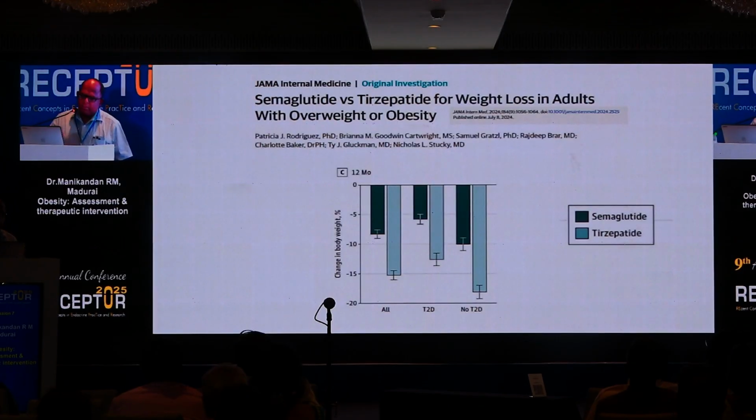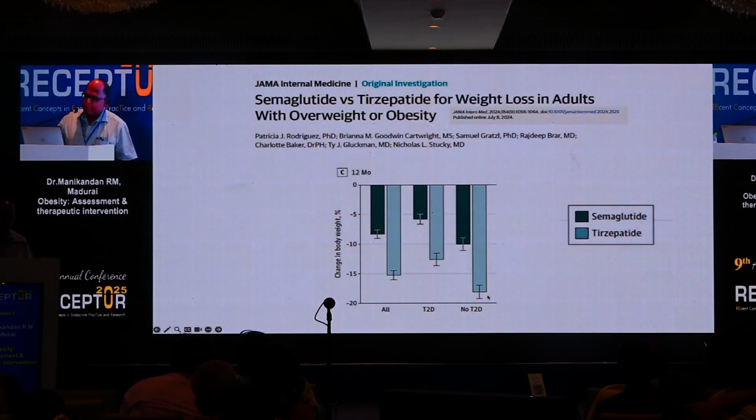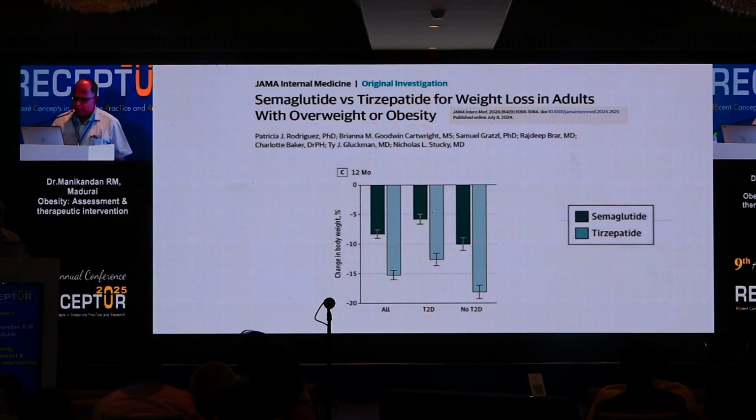Lilly themselves sponsored 2 trials, SURPASS-2 and SURMOUNT-5, where they compared both of them and showed significant weight loss with tirzepatide when compared to once weekly semaglutide, maximum tolerated doses. And this is real-life data which got published in JAMA last year, where they looked at weight loss when people were newly started on semaglutide or tirzepatide, and clearly showed that tirzepatide was superior to semaglutide with regards to weight loss. When people did not have diabetes, this is real-life data, people lost up to 18% weight. So these are showing fantastic results.